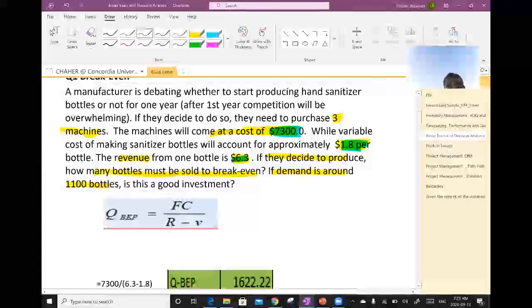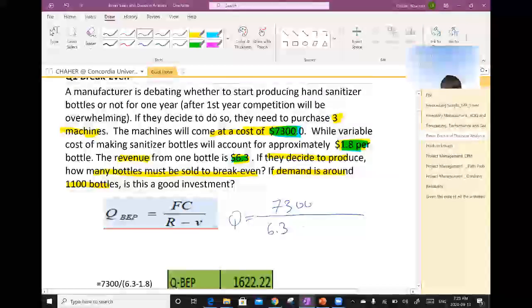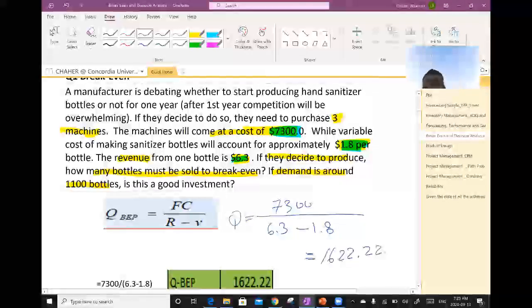So Q is equal to fixed cost is 7,300. The revenue is 6.3 minus 1.8, which should give us 162.22. So we need to produce 1622 bottles to break even.